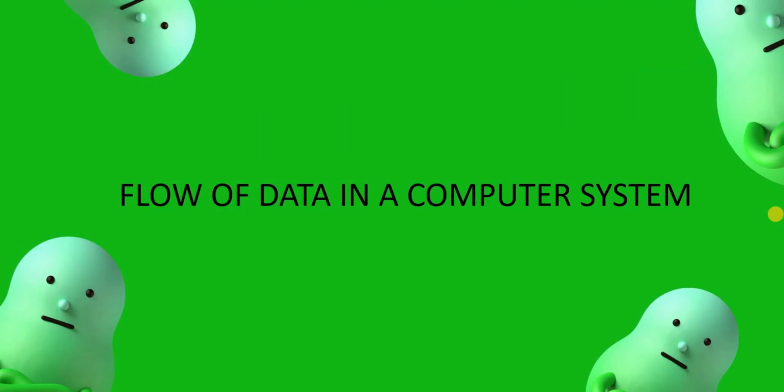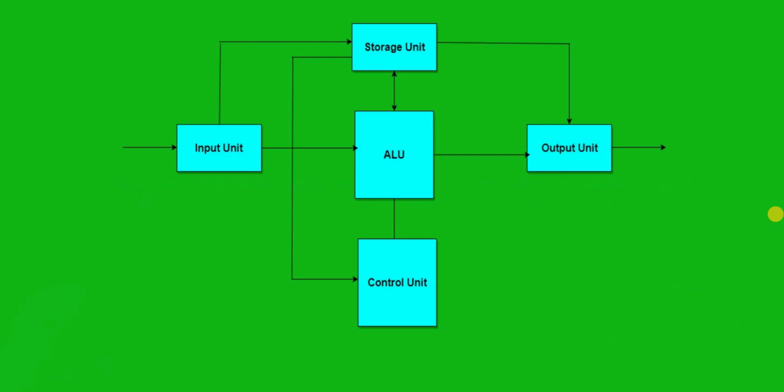Now let's learn about the flow of data in a computer system. A computer system works on data in a series of steps. It takes the data or input from an input device and sends it to the CPU for processing. The CPU processes the data and sends the result or output to an output device. The output device gives the result.